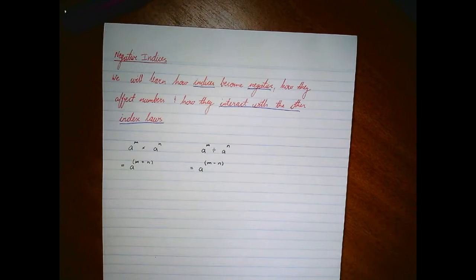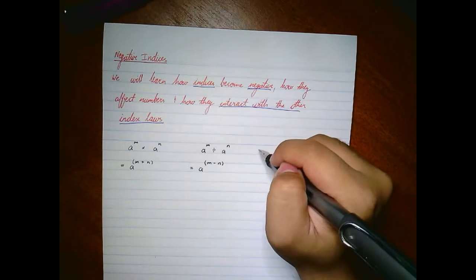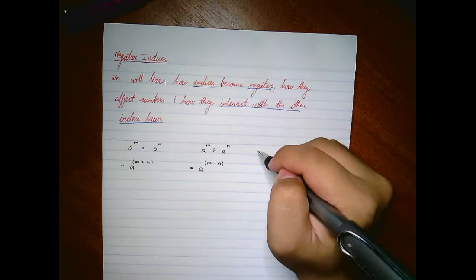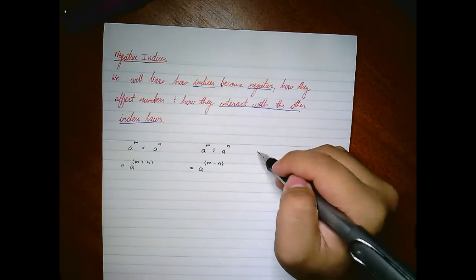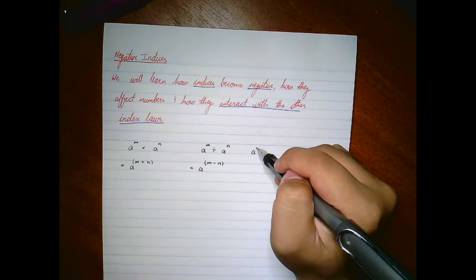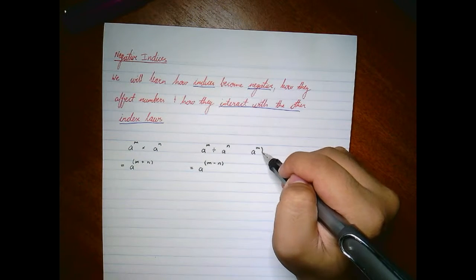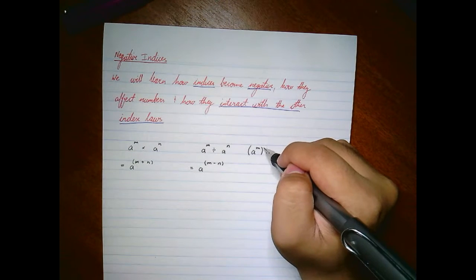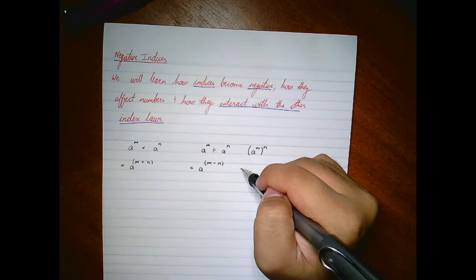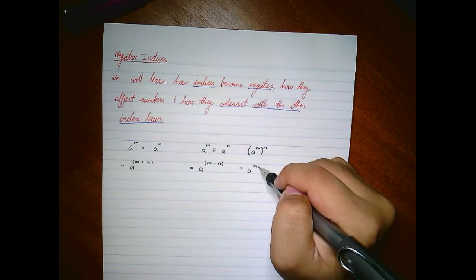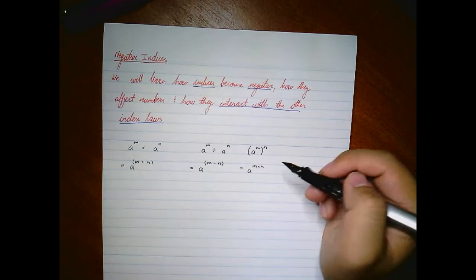And finally, the other index law that we have is if we have a fraction, or pretty much anything really, this is the distributive law. If you have a to the power of m, outside to the power of n, that becomes a to the power of m times n.